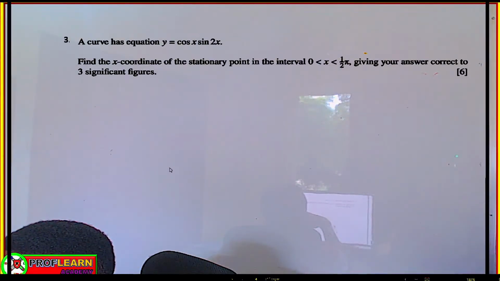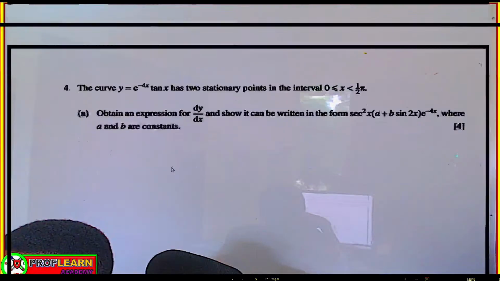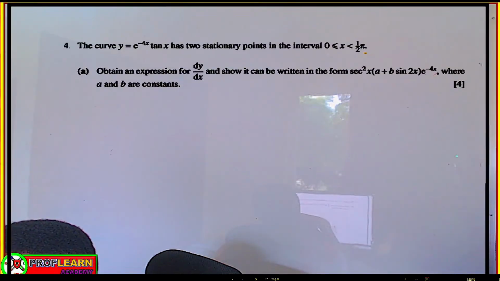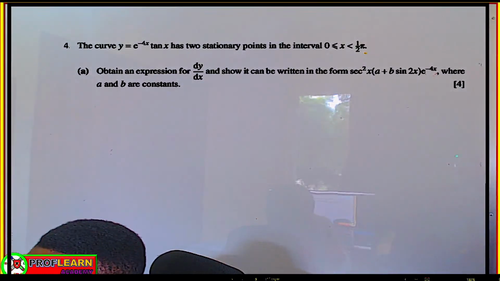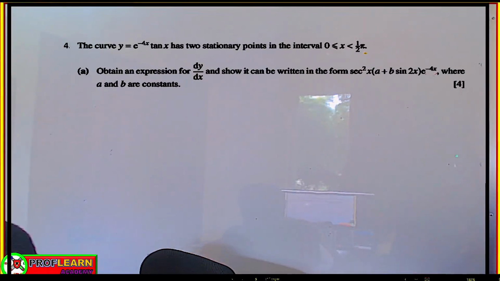At this point also, we differentiated using the product rule and then worked out the x coordinate of the stationary point. Now this brings us to question number 4, whereby we're going to focus on how to obtain the expression for dy dx, show that this can be written in the form sec squared x (a + b sin 2x) times e to the negative 4x, where a and b are constants.